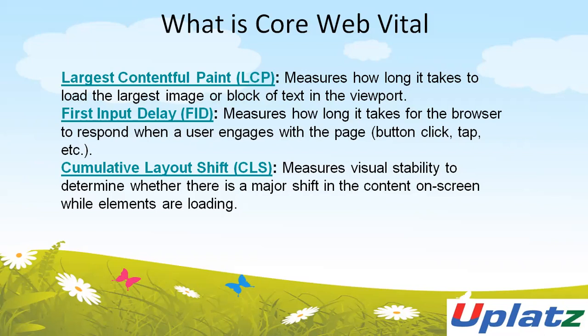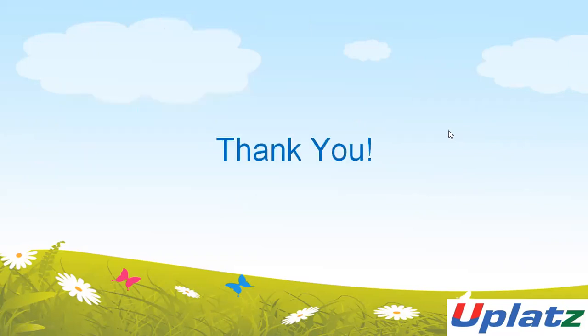Cumulative layout shift measures visual stability to determine whether there is a major shift in the content on a screen while elements are loading. So I think it's clear to you that if someone is going to click on a particular place, and when they put their finger, it disappears. So this is actually very disappointing for a user. So all these things are very important for a good digital marketer, SEO person, to know how to avoid these three web vitals and make your website efficient, search engine friendly, and healthy.